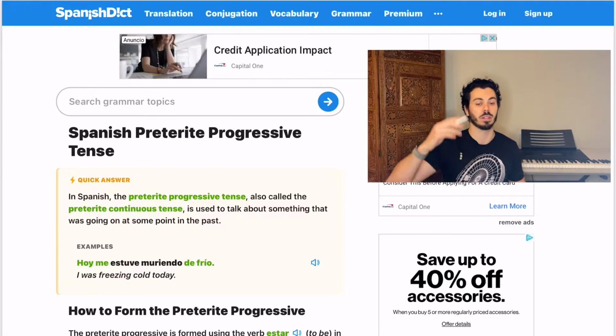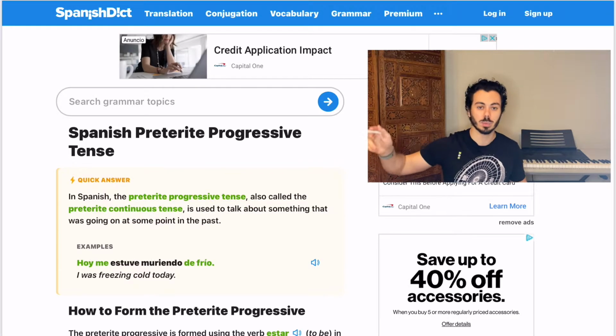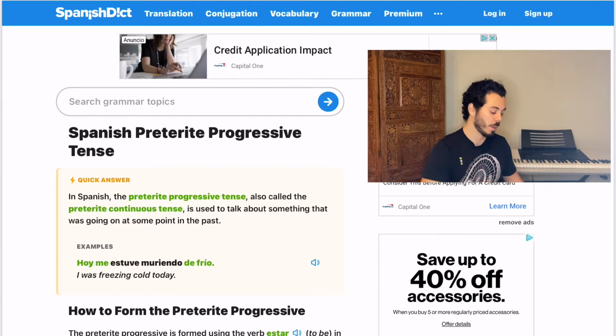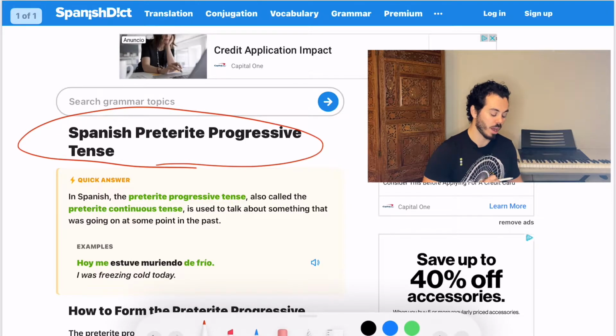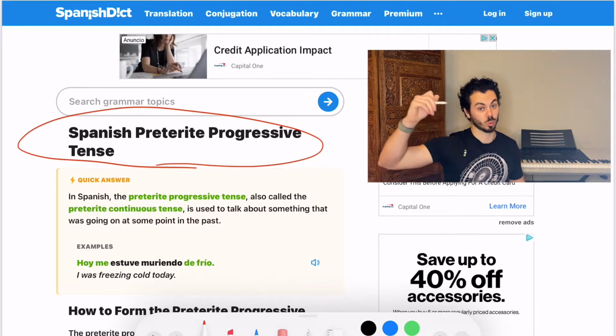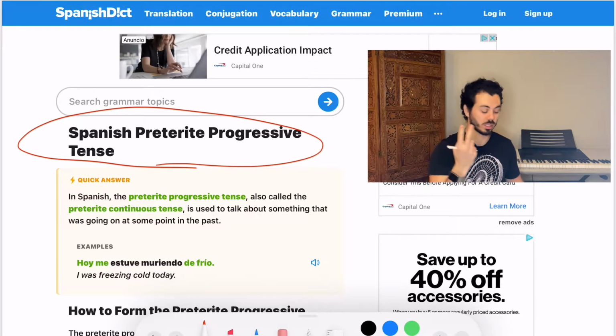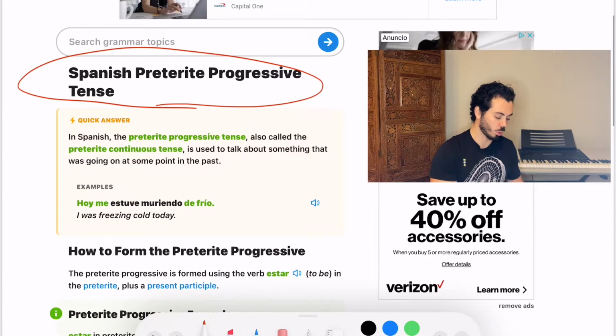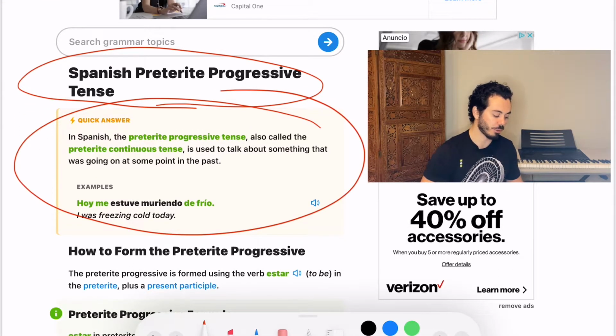So this can happen in the future progressive, past progressive, there's a bunch of different ones. But right now we're talking about the past tense. So we have the Preterite Progressive tense, and we have the imperfect progressive tense, which we'll do next. So we have two progressive tenses. So really quick answer. In Spanish, the Preterite Progressive tense, also called the Preterite Continuous tense, is used to talk about something that was going on at some point in the past.